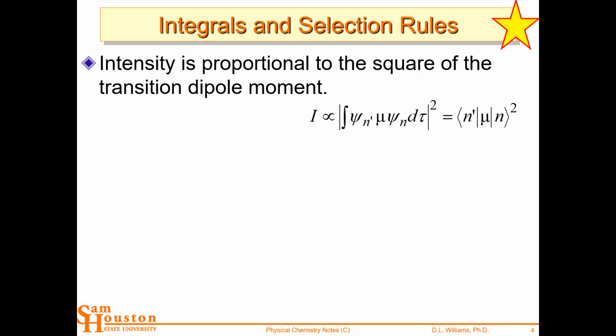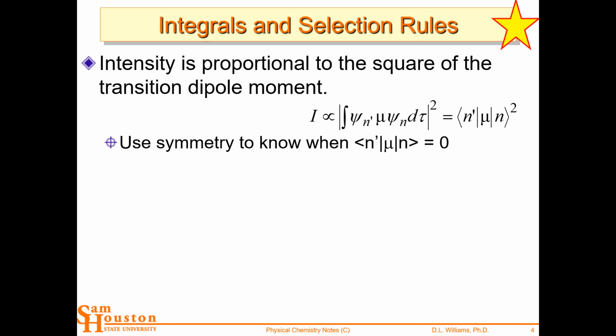This is how it applies to spectroscopy. The intensity, as we've said, is proportional to the square of the transition dipole moment integral. And so then if we know the symmetries of those, we can tell when that integral is going to be 0.